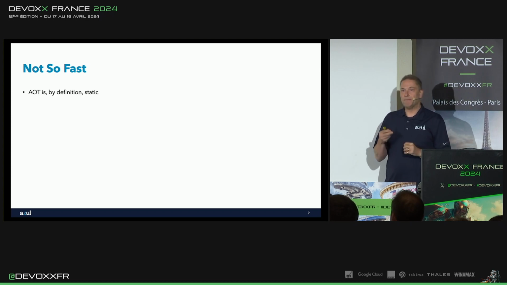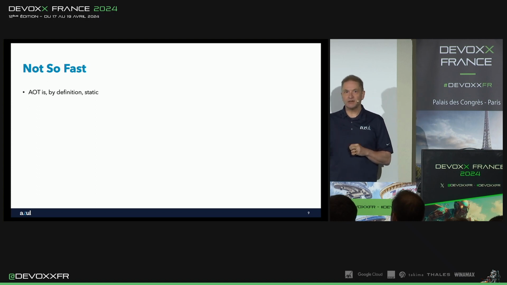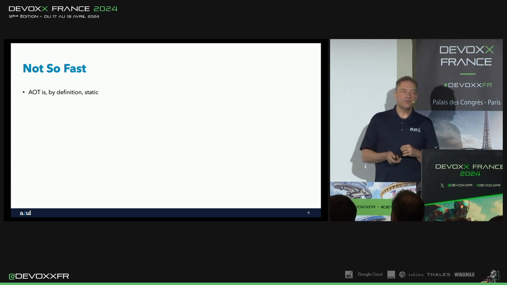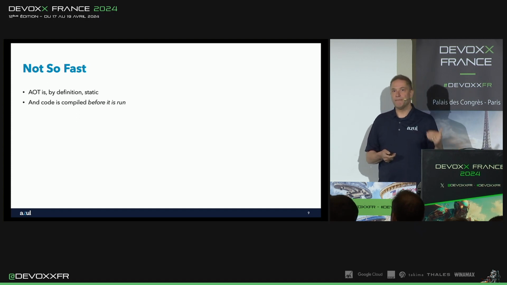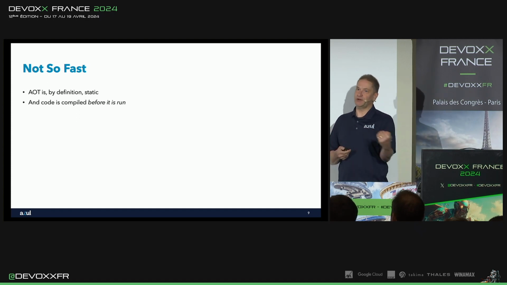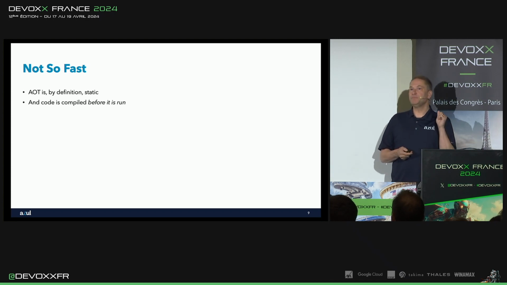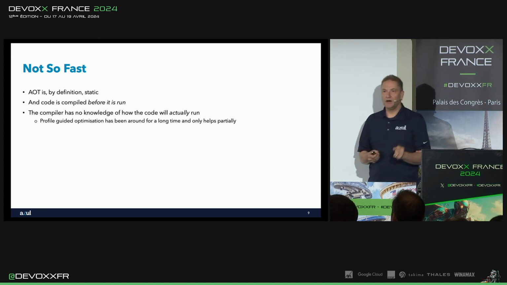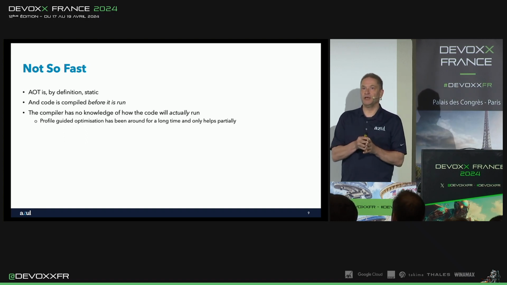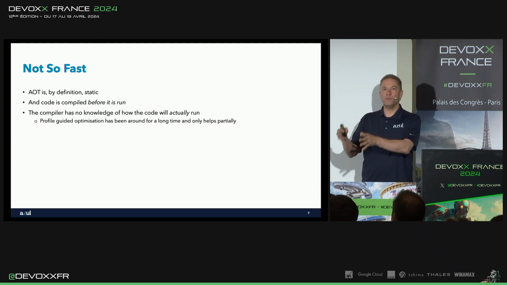The first is that by definition, ahead of time is static compilation. What this means is that the code is compiled before it is run. It's very logical, ahead of time. But if we compile the code before we run the code, that means that the compiler is going to have no knowledge of what the code is actually going to do when we run it.